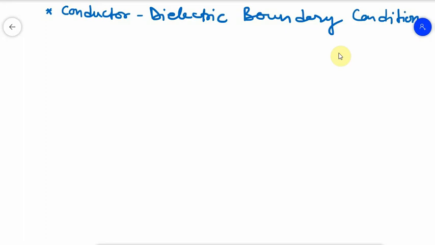As the name suggests, conductor dielectric means the boundary will be the interface separating two mediums. That is, on one side it will be a conductor and on the other side it will be a dielectric.